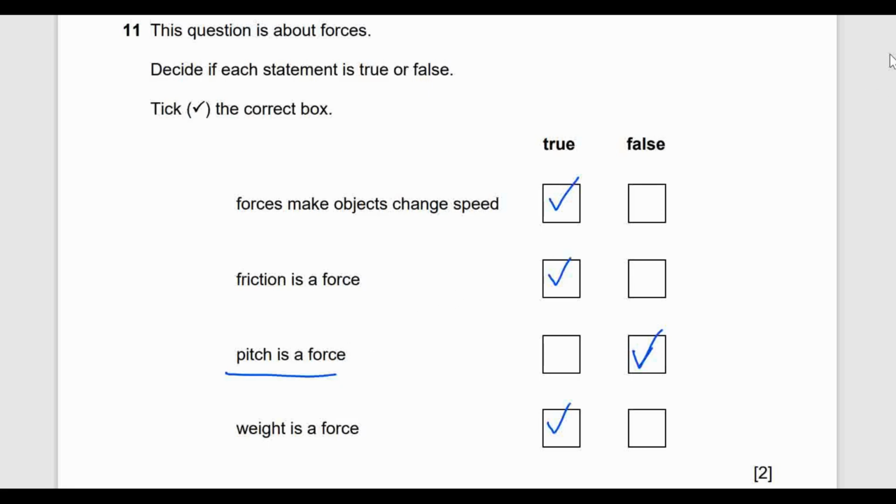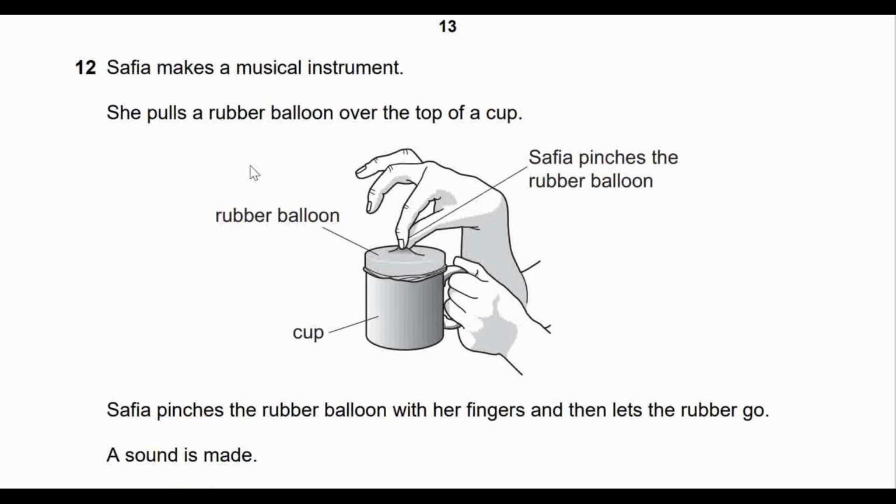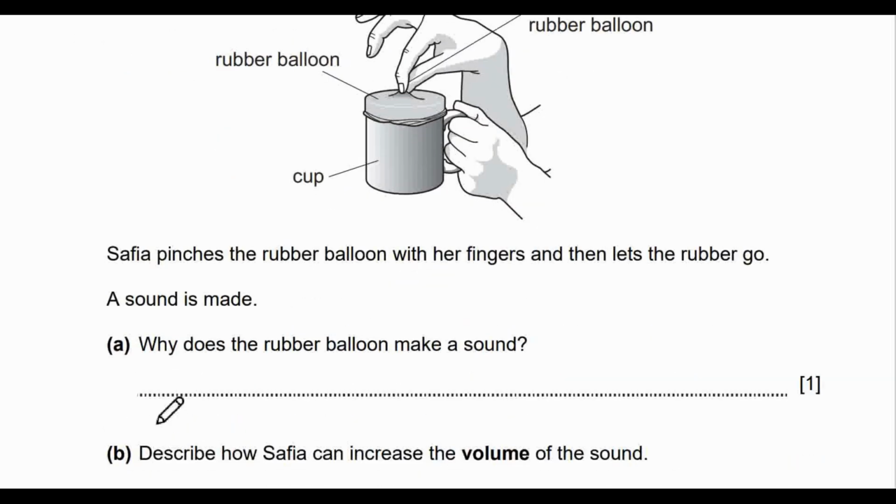Let's move on. Question 12. Sophia makes a musical instrument. She pulls a rubber balloon over the top of a cup. Here it is. This is the cup. Sophia pinches the rubber balloon with her fingers and then lets the rubber go. A sound is made. Question A. Why does the rubber balloon make a sound?